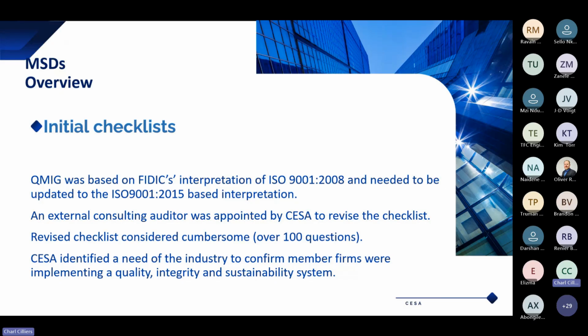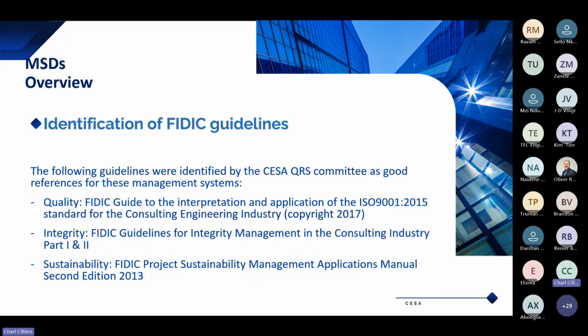At the same time, we thought, well, if we're updating the QMIC, we should update the integrity and the sustainability checklists as well. So I think that was at that point where we said, well, let's look for documents that could assist us in updating these checklists, which are available at the moment and are based on current thinking. And CESA is aligned with FIDIC, and so that was a natural place to start. And we saw that FIDIC had actually published an updated interpretation of ISO 9001/2015. So we used that to develop the quality checklist.